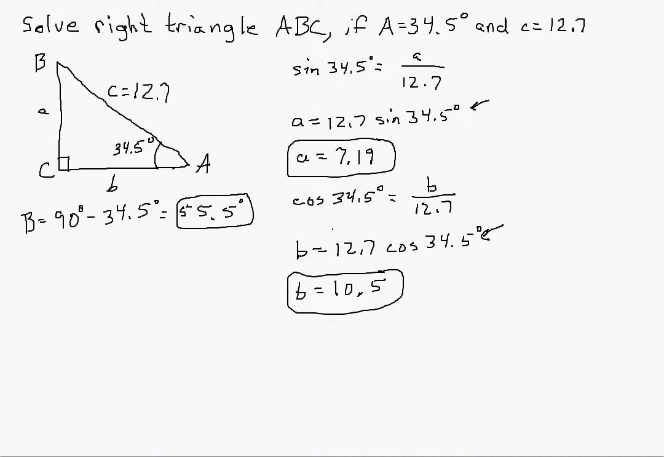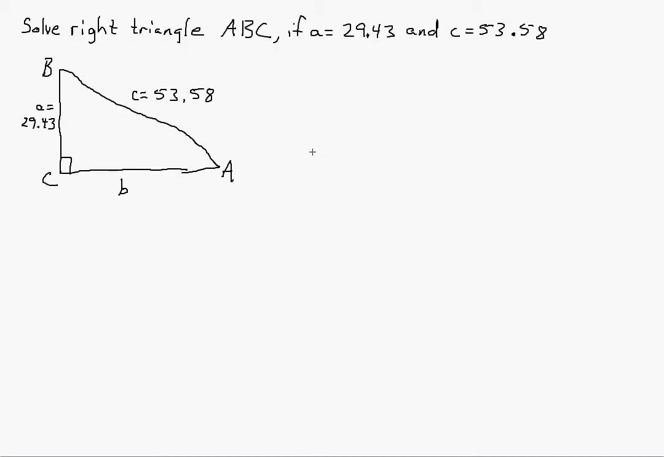Now, let's do another one. Here we want to solve another right triangle, ABC, and this time they give us the measure of side A and the measure of side C, and C is the hypotenuse. Angle C, that's our 90-degree angle. The first thing we want to solve for, really it doesn't matter, we can solve for angle A, angle B, or side B first. But let's go ahead and solve for side B first.